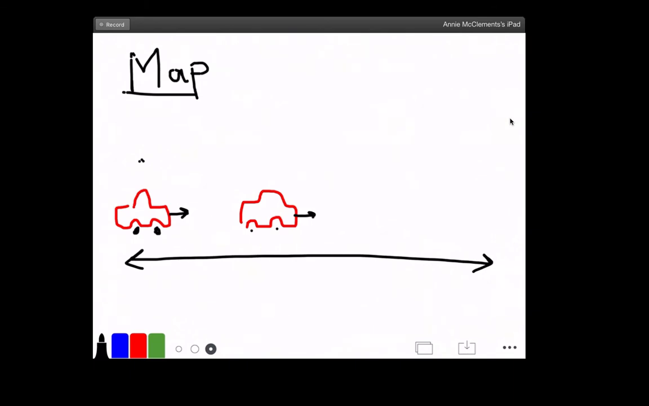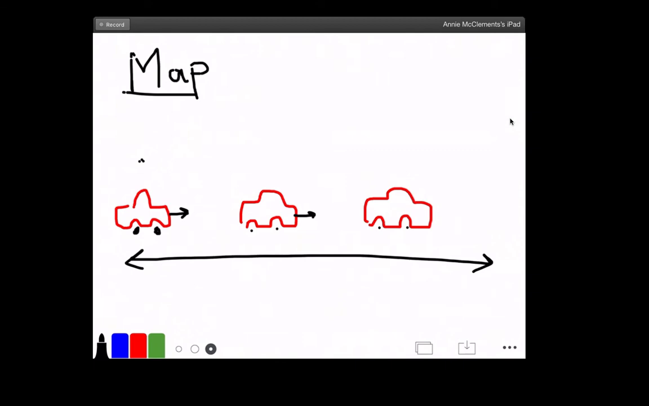Still moving this way as far as we can tell. One more second, we wait, take another picture, and our car is over here. Okay. The next step in making our motion map is to take this car and say, I don't really want to treat this as a car. I'm going to simplify this into a particle.